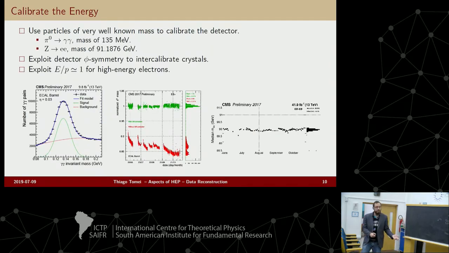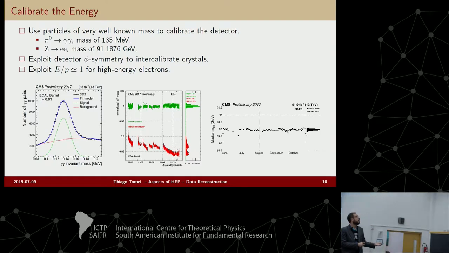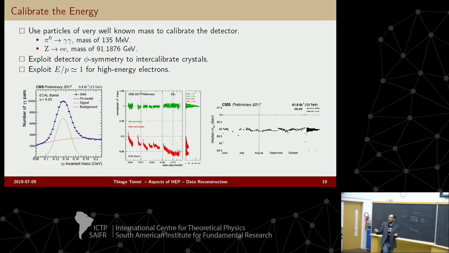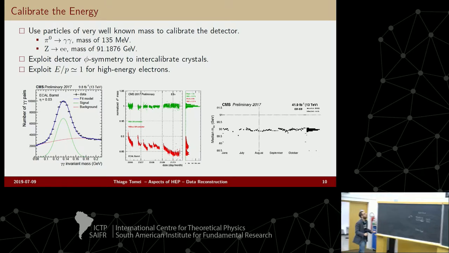And then how do you calibrate? First, use particles of very well-known mass. You know that the pi zero has a mass of 135 MeV, so you search for photons, you put them together and you reconstruct a pi zero, and you can see here a beautiful peak of the pi zero in the detector. You exploit the symmetry: you know that in the phi coordinate there should be no difference, so you exploit that to intercalibrate all the crystals.